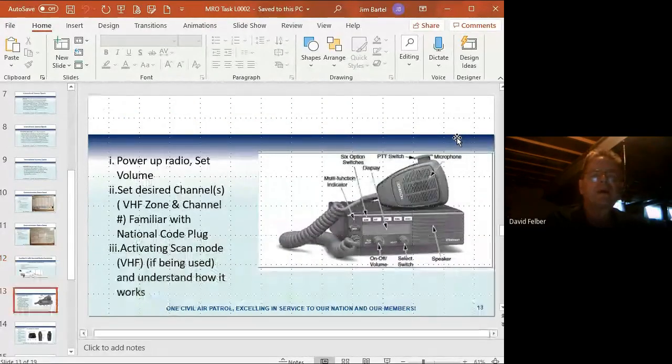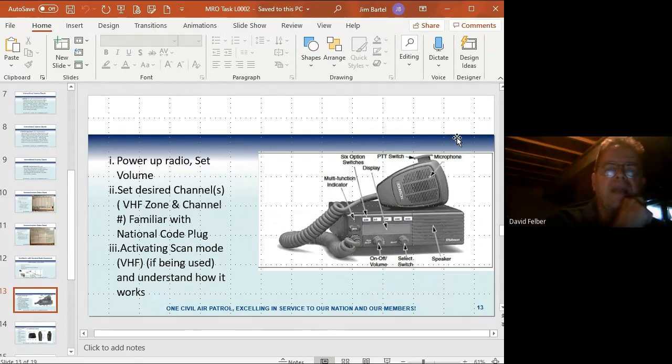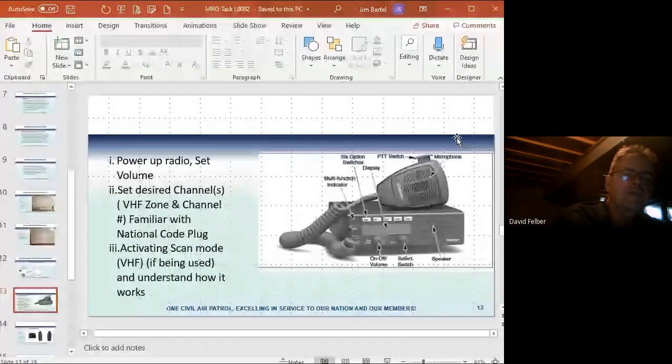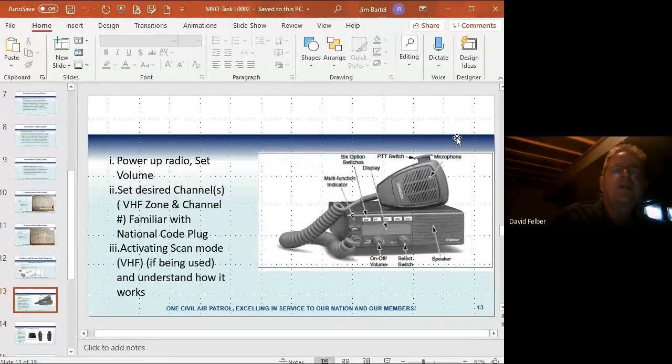On the front of the radio, if you remember, power on, there's an on-off push button volume switch. Set the desired channel, the zone and channel, with the switch to the right of that says select switch. There's a little bar that'll be above the channel number or the zone number. If it's above the channel number, when you rotate the knob, it changes the channel. If it's above the zone, when you turn the knob, it will change the zone you're on.